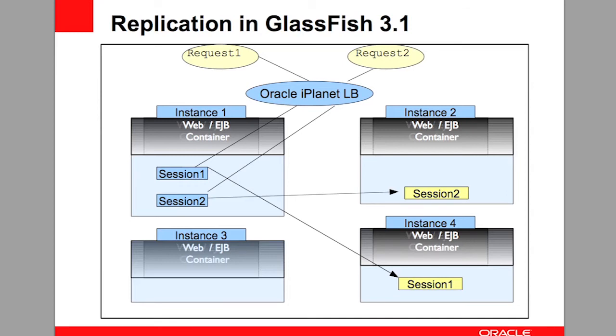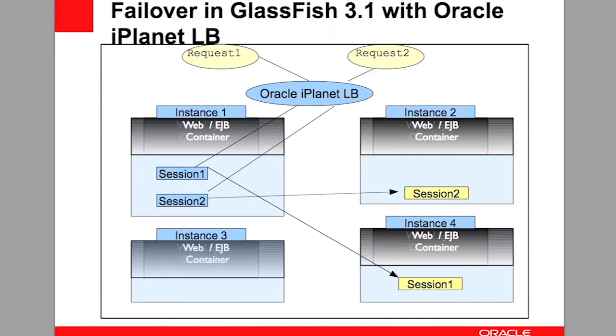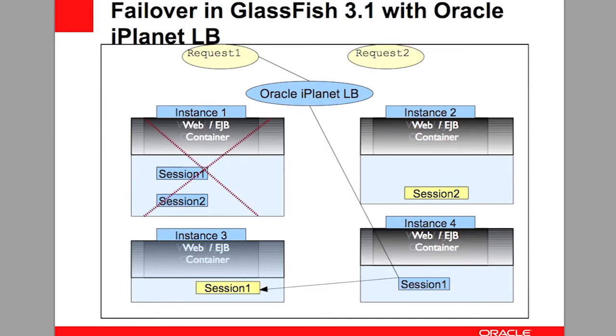The key point here is that the replication module does not replicate all the session data created in instance 1 to just its neighboring node. So let's see what happens when instance 1 fails. When instance 1 fails, Oracle iPlanet Load Balancer will route the request for user session 1 to instance 4. This is because that's where the replicated data resides. Similarly, request 2 will be routed to instance 2, and then the session 2 data will be replicated to instance 4 or to instance 3.